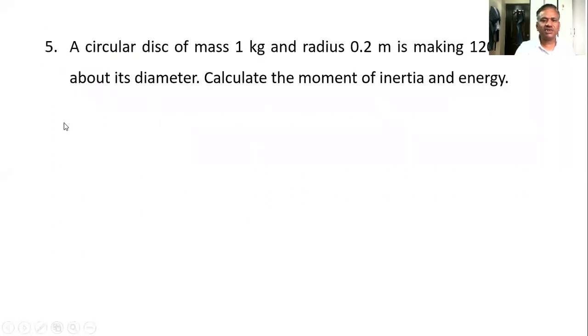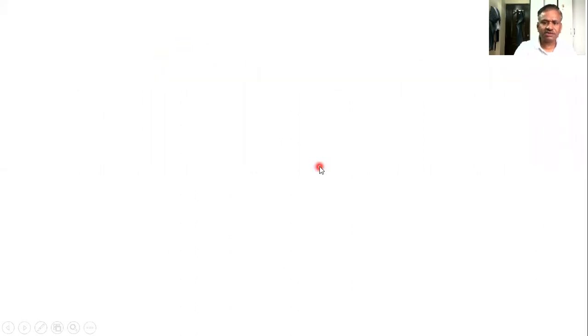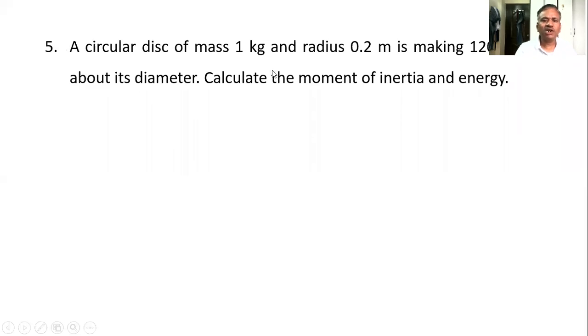Next, the fifth problem is a circular disk of mass. Again, this problem is related to the disk. Mass is what? 1 kg, in SI unit. And radius is what? 0.2 meter. It is making 120 rpm. That means omega. 120 rotations per minute about its diameter. Calculate the moment of inertia and energy.